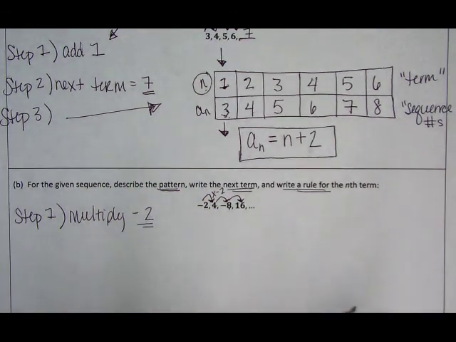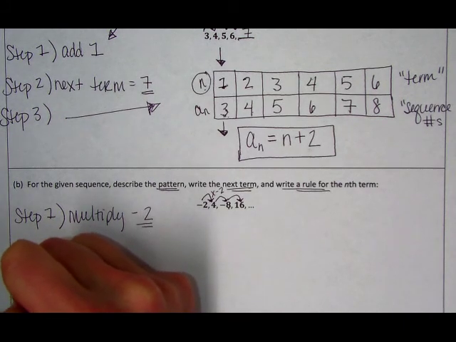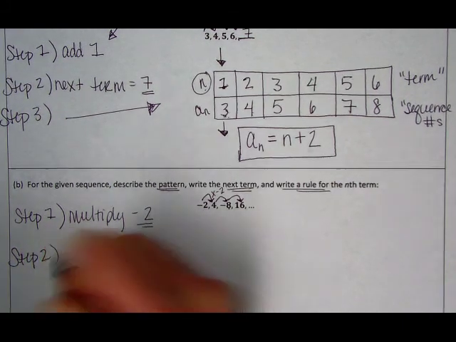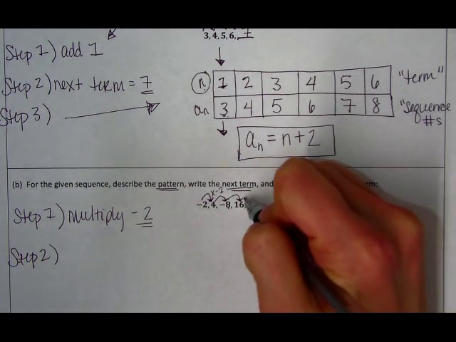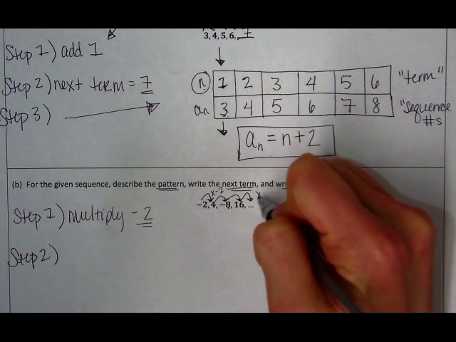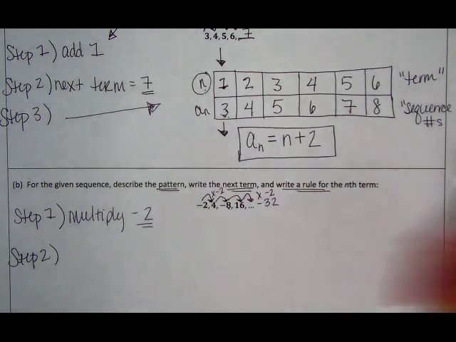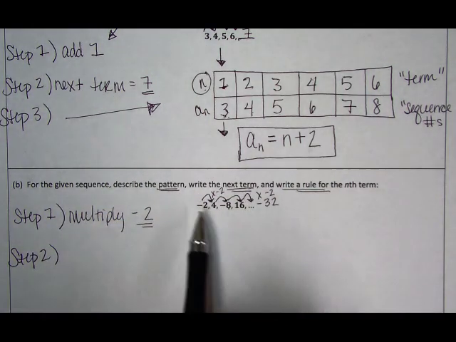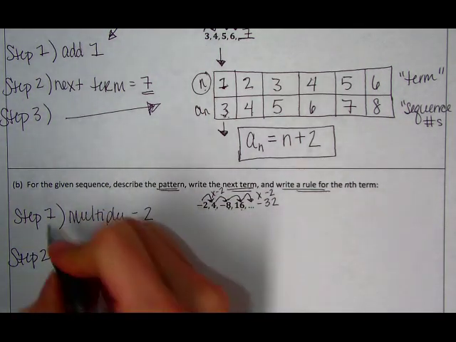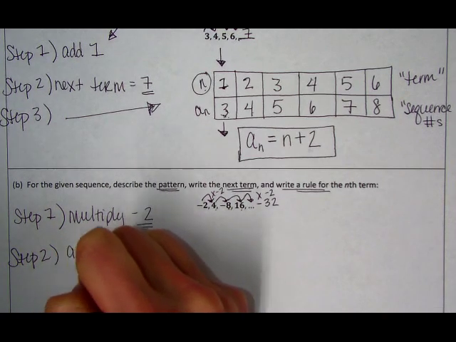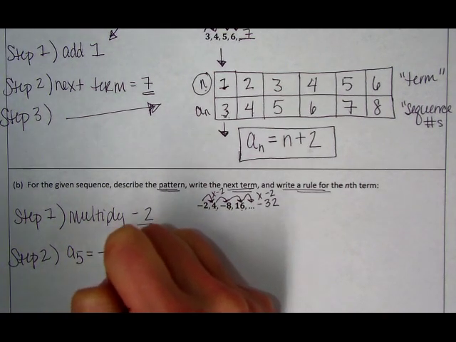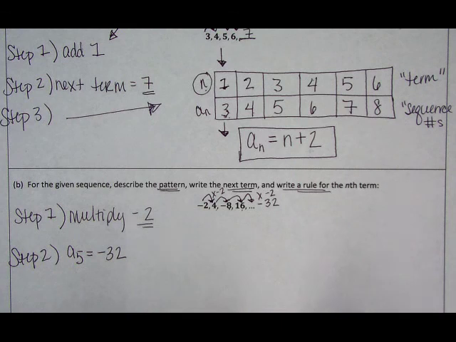In step 2, we want to find our next term. Well, if we're at 16 and we continue this pattern, we multiply by -2, we should get -32. So my next term, which is 1, 2, 3, 4, 5, my 5th term, so a sub 5 is equal to -32. So my 5th term is -32.